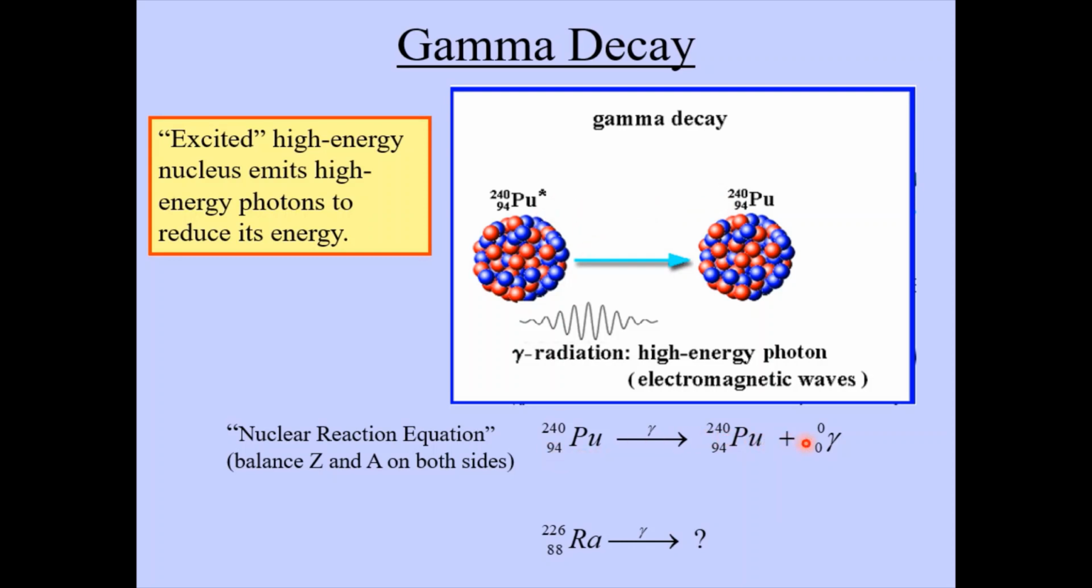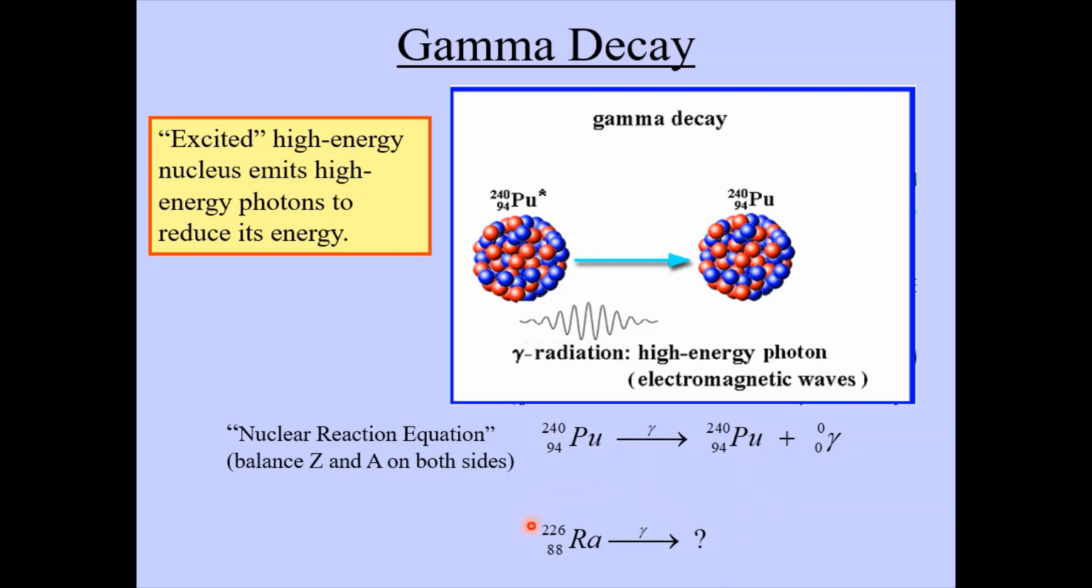The reason for this is our gamma particle, the Greek letter gamma there, has a 0 on the top and a 0 on the bottom. All right, no charge, no mass. So in order to balance this equation, the 240 stays 240, the 94 stays 94, and since the atomic number, 94, didn't change, it must still be plutonium. So a gamma decay reaction equation is somewhat trivial. We have whatever we start with, we end with the same thing plus a gamma particle.